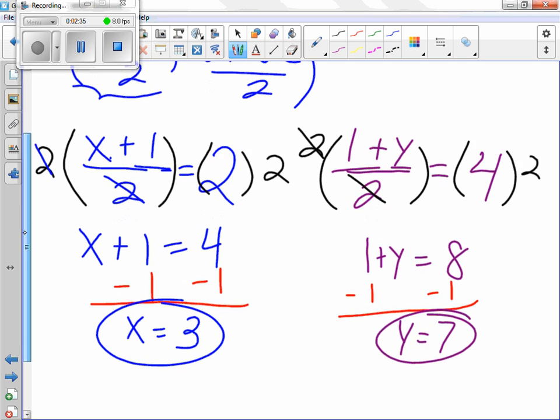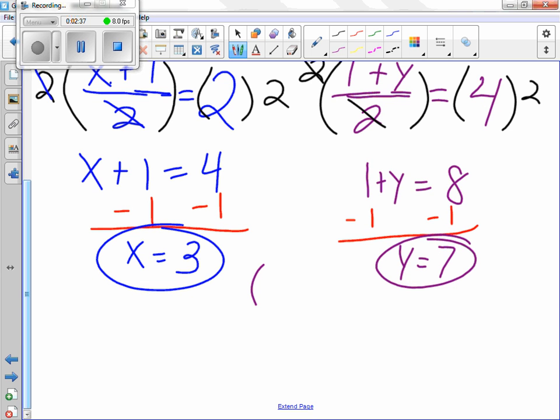So with these two here, I get the other endpoint, which is (3, 7). And that's where we got our answer from. That's where we got that answer. And that's all we need to do for this one here.